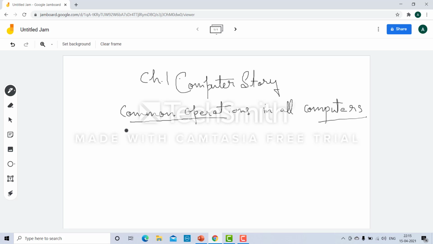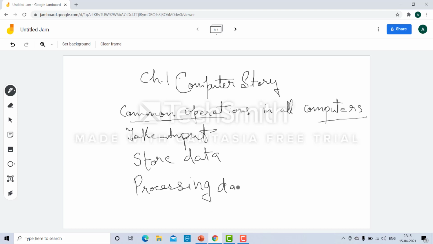There are a few operations which are common in all computers, like taking input. All computers take input. Then we have storage of data. All computers are used for storing data. Then all computers are used for processing data. Then we have output information. All computers process data and then they give us the required output information. And the final operation that we have is control of workflow.